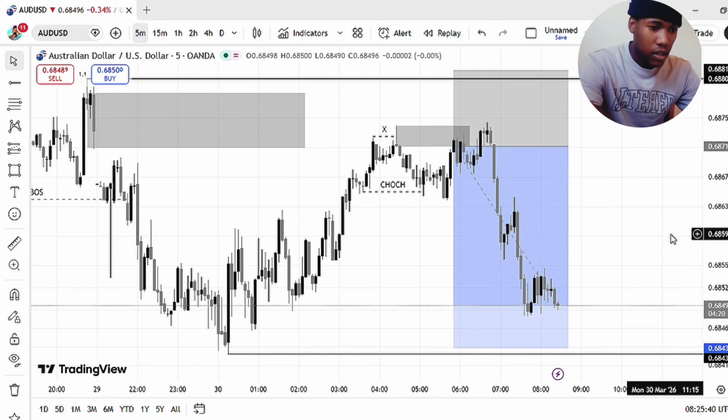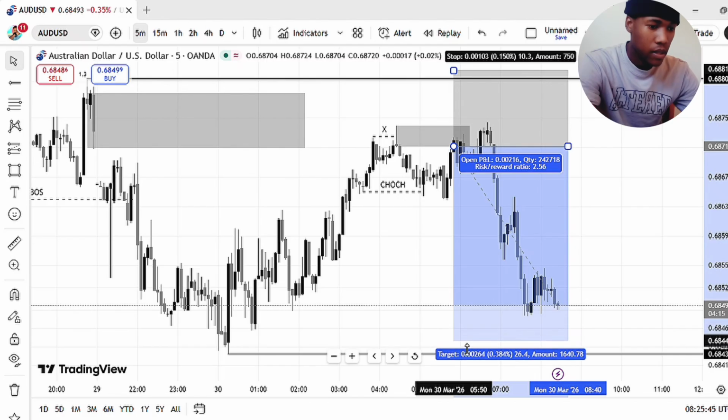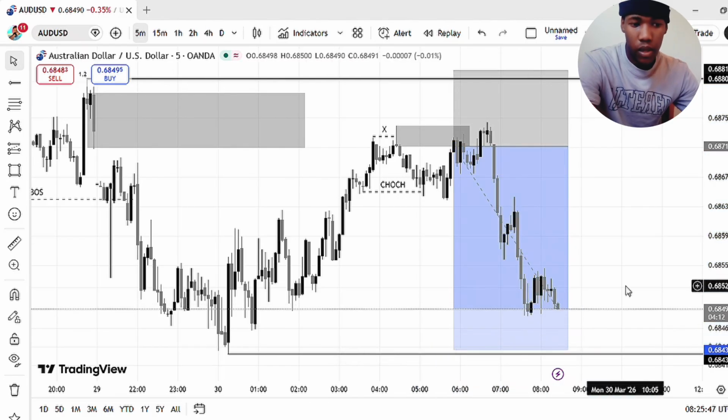That's it for this video, guys. Just wanted to show you guys the 2 trades that I took. One trade is currently in profit, it's still running.